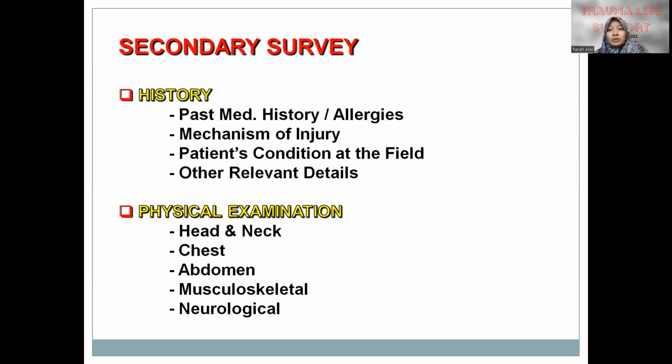If you ask, it's from the tip of the hair to the tip of the toes. Basically you must look at the oral, the orbital, the ENTs, the fingers, the toes, the nails and everything.